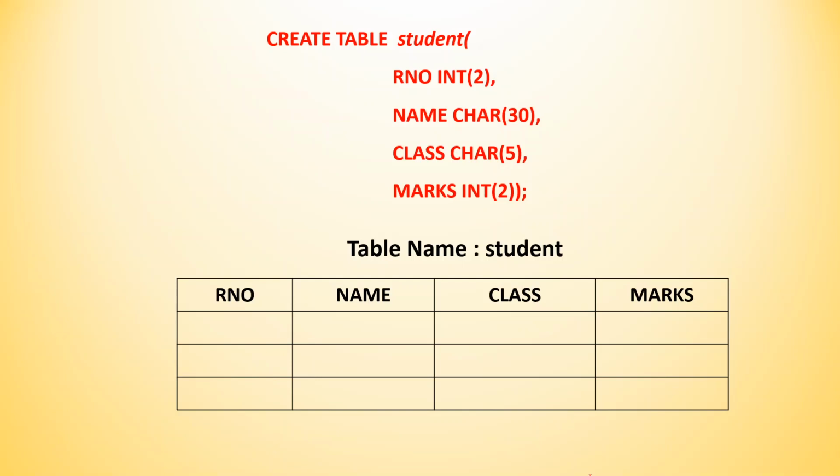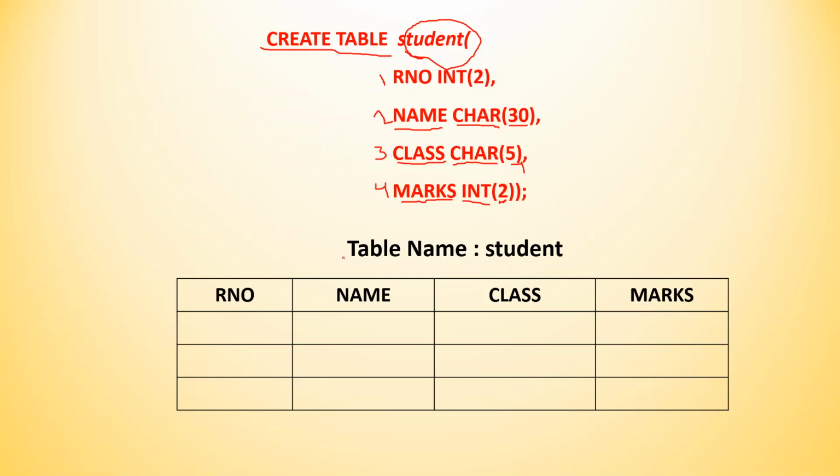Here you can see an example. See, create table is the command. This is the name of the table which we are creating. The table name is student. And here we have four attributes. 1, 2, 3 and 4 attributes. Number 1 is roll number and its data type is integer and its size is 2, comma. Second attribute is name, data type char and its size. Third column or attribute is class, data type char and size is 5. And last attribute or column is marks. This is data type integer and size 2.